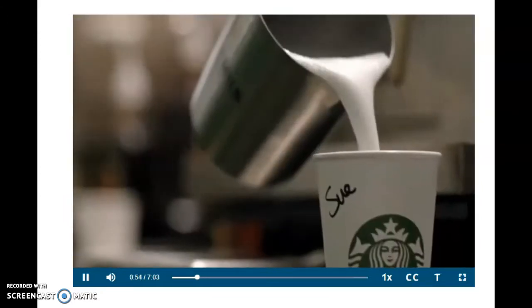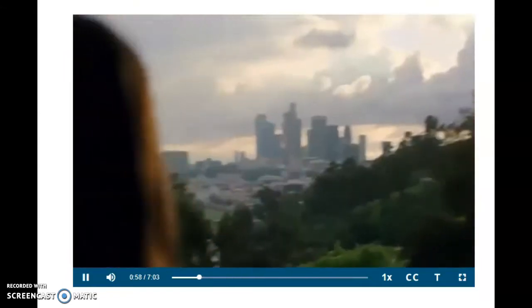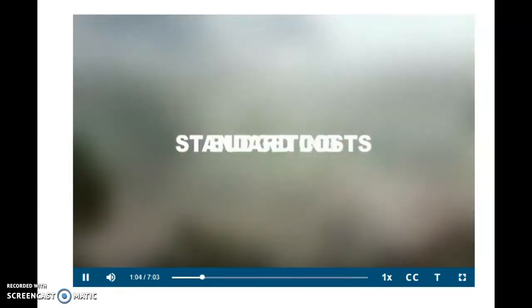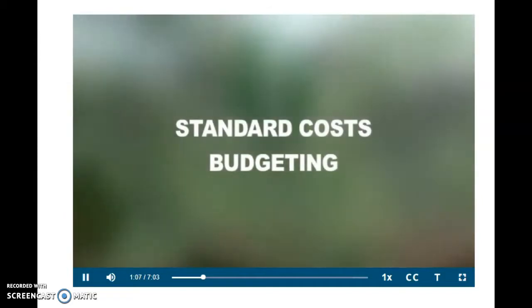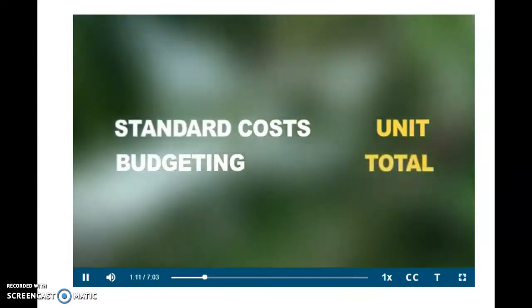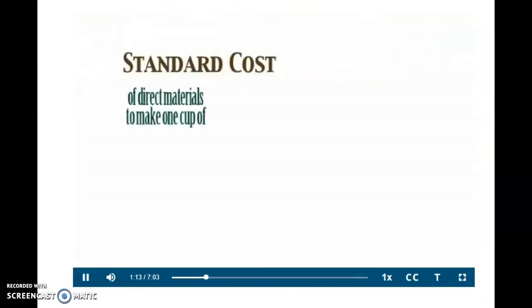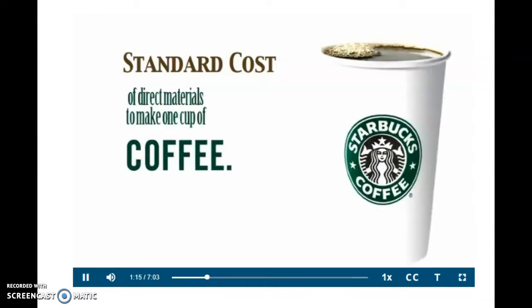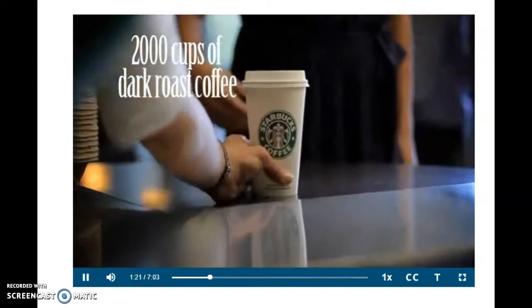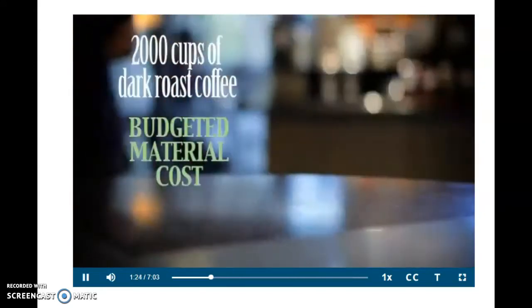Of course, the term standard has a very specific meaning when discussing managerial accounting. Standard costs are predetermined costs that contribute to management planning and control, and are distinguished from budgeting in that a standard is a unit amount, while a budget is a total amount. The standard cost of direct materials used to make a cup of coffee might be $1, for example, so if Starbucks produces 2,000 cups of dark roast coffee, their budgeted material cost would be $2,000.